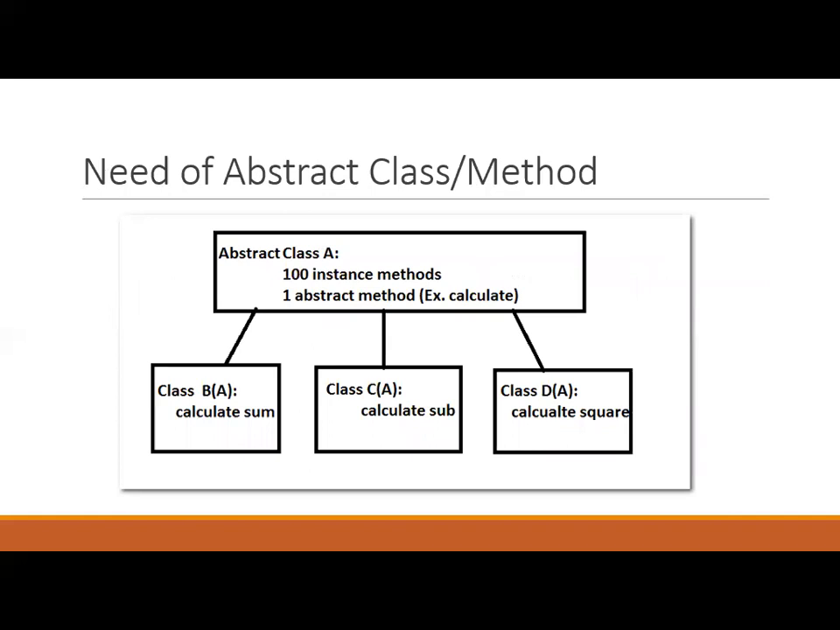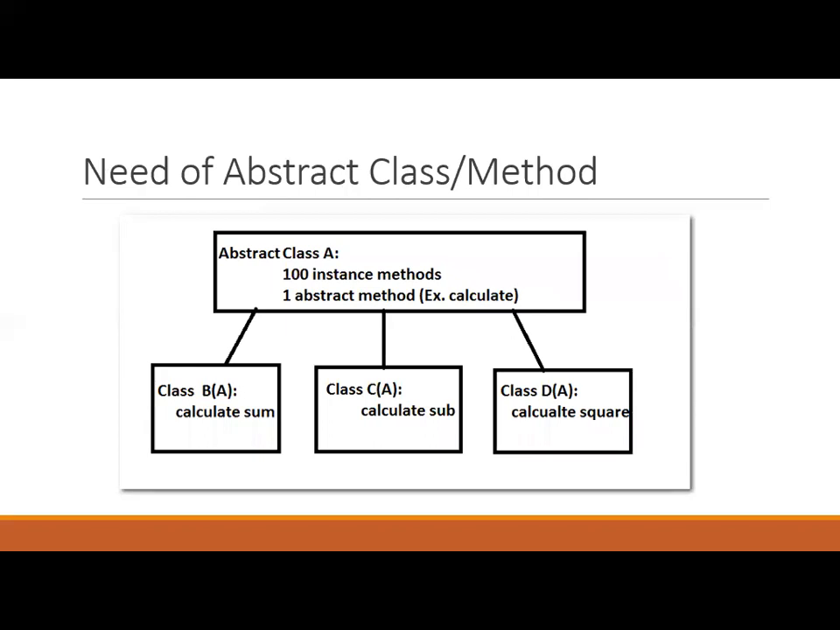Now we will see clearly the need for an abstract class or method. Consider class A, which will be abstract as well, just consider it as part of this example. It has 100 instance methods and one abstract method called calculate.